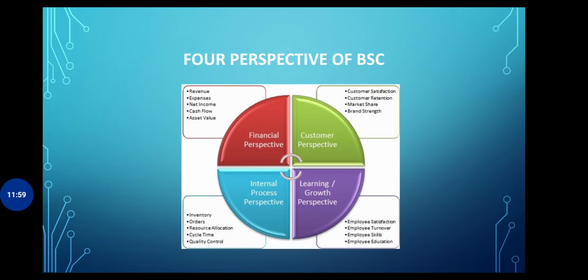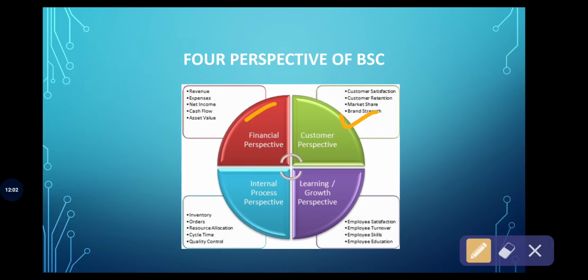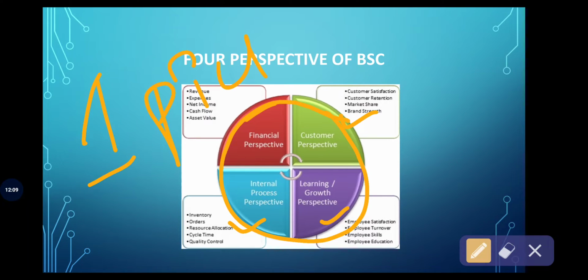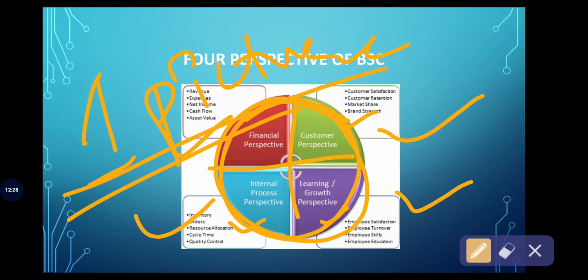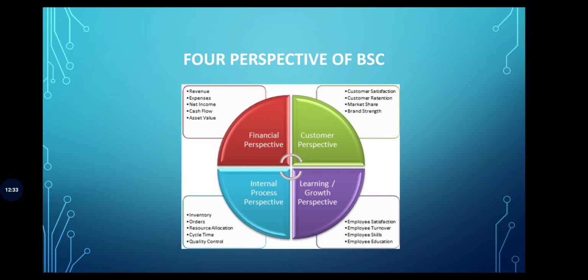So here we can say, with the help of these four perspectives, we are viewing the whole organization as one picture, right? According to the BSC, they are covering the financial aspect, customer aspect, manufacturing process, and the most important thing, the employee aspect. So here everything is covered in one picture. This is a very important concept, that is the four perspectives of the balanced scorecard.